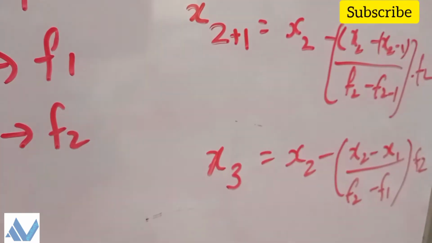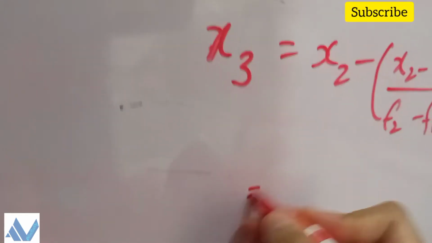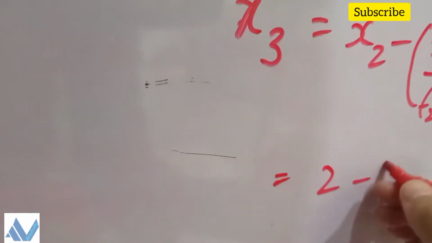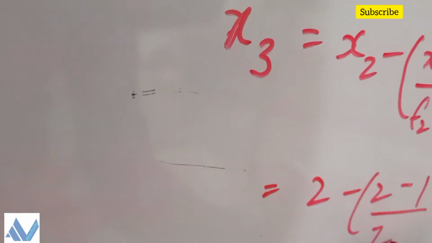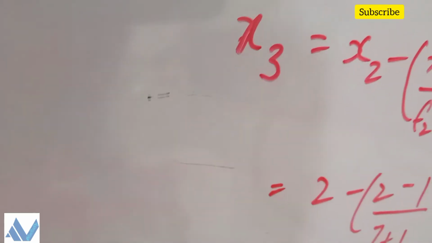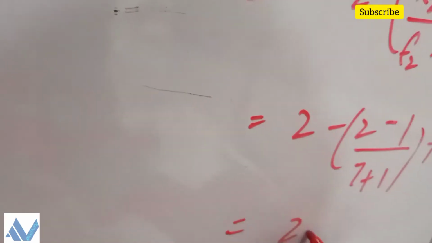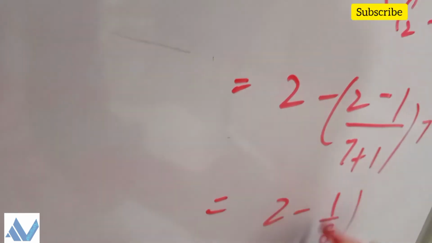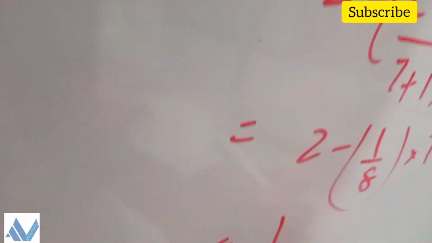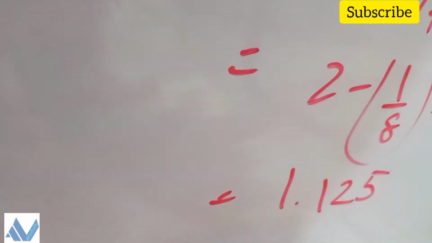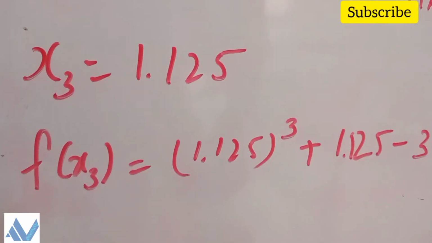And now we find out, substituting the values in the formula, that is x2 is 2 minus 1 by f2 is 7 minus f1 is minus 1, so that becomes plus 1, and f2 is 7. So we get the answer as 2 minus 1 by 8 into 7, that is 1.125. We got the x3 value as 1.125.